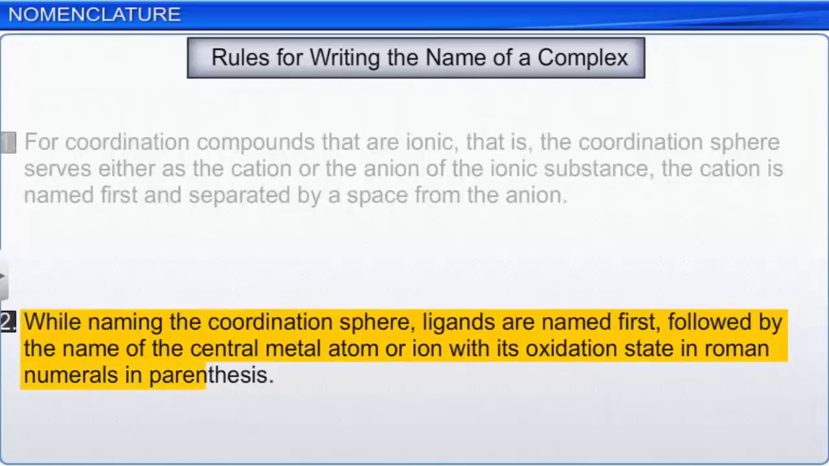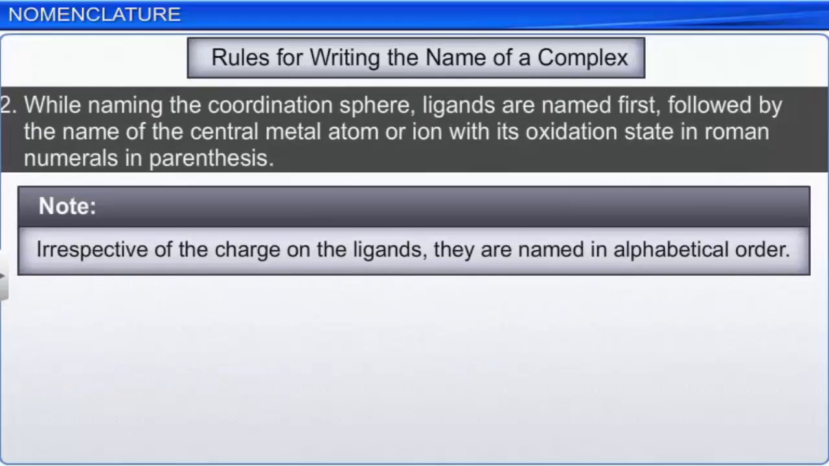For example, in the complex [Pt(NH3)2Cl4], the ammonia ligands are named before the chloride ligands according to the alphabetical order, followed by the name of the metal ion with its oxidation number enclosed in brackets.